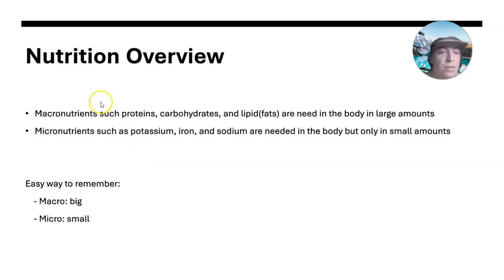Okay, overview. Macronutrients such as proteins, carbohydrates, lipids, and fats are needed in the body in large amounts. And micronutrients such as potassium, iron, sodium are needed in the body, but only in smaller amounts. The easy way to remember is macro equals big and micro equals small.